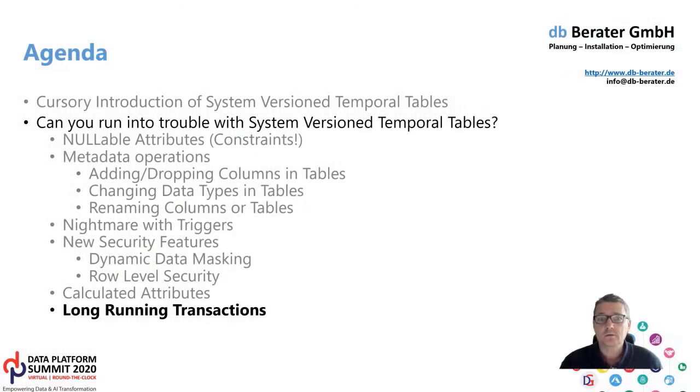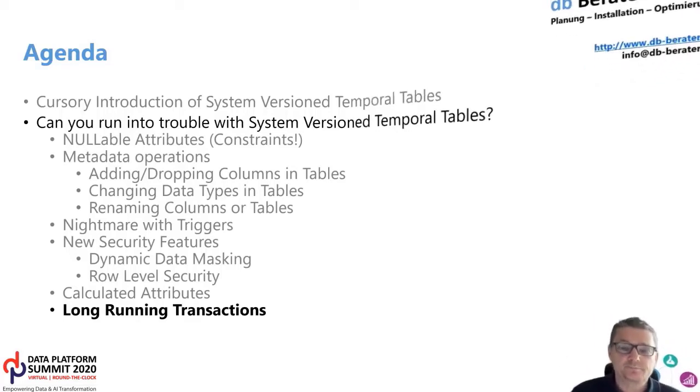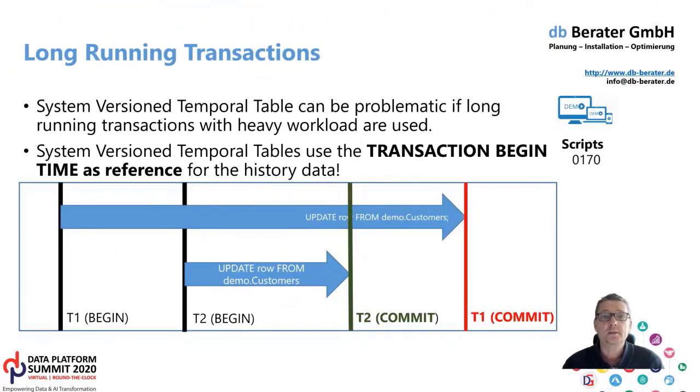We will come now to the last part of my session. I want to talk about long-running transactions and the problems you have with temporal tables. If you have long-running transactions in your OLTP database and these tables are using temporal table technology, it could be problematic if long-running transactions with heavy workloads are used. System version temporal tables use the transaction begin time as a reference for the history data.